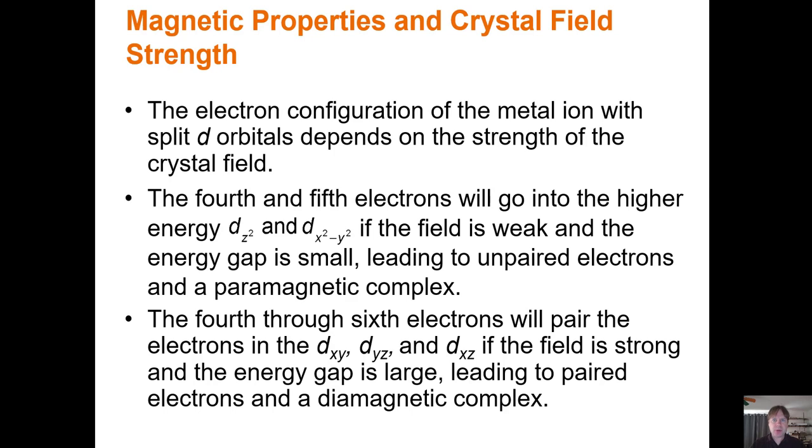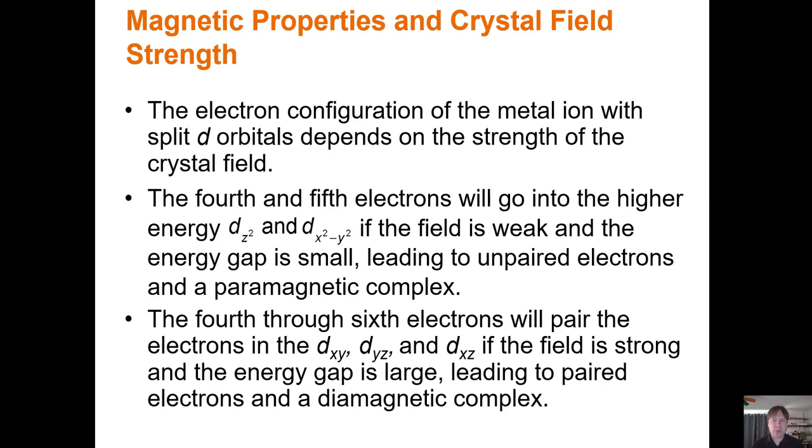Okay, so some of the properties caused by this, first of all, we have magnetic properties. Because of that gap that we call delta, we can have different electron configurations, as we'll see. So the strength of the crystal field will determine the electron configuration in terms of, do we put all of the electrons on the bottom 3, or do some of them go on the top as well? So it depends on the size of the gap.